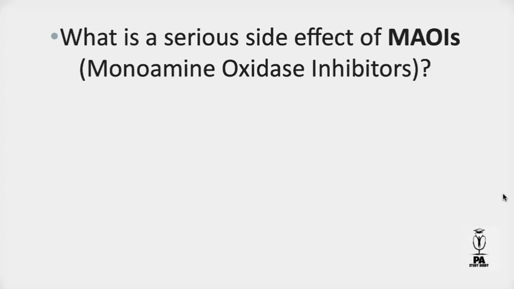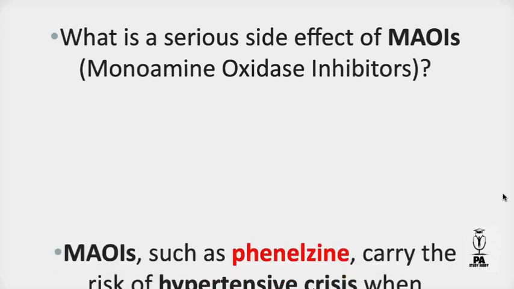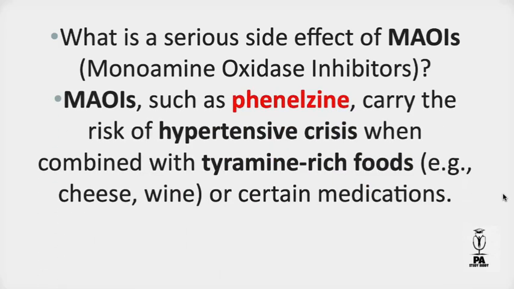What is the serious side effect of MAOIs, monoamine oxidase inhibitors? The serious side effect of this medication, such as phenelzine, is that it carries a risk of hypertensive crisis when it's combined with tyramine-rich foods such as cheese and wine or some other certain medication.